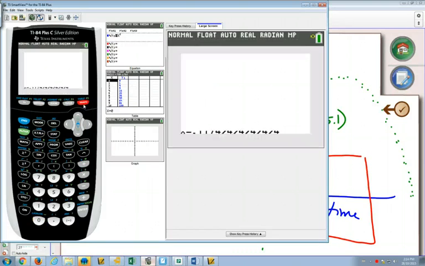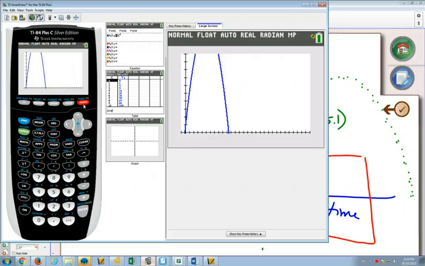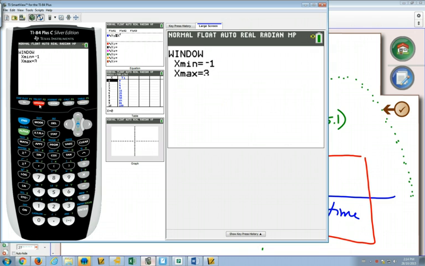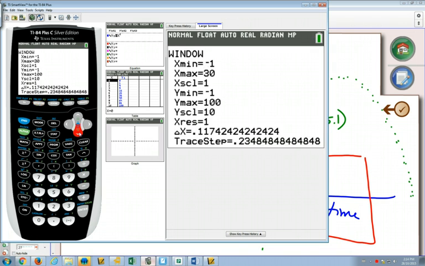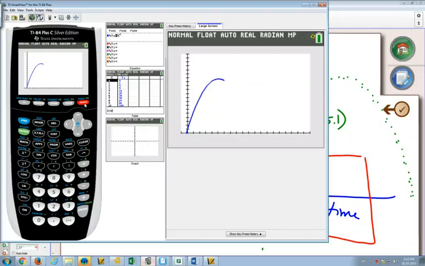So now when I hit graph, I can see a little bit more of it. I can see from my graph that I went further than I needed to on my x-axis and not enough on my y-axis. So I might go back to my window, say, I don't need to go up to 30, maybe I'll just go up to 20. But I do need to go higher than 100. I'm going to try going to 200 and see what that looks like. I typed in the original equation that was in that question, the -4.9 x squared plus 50x plus 10.